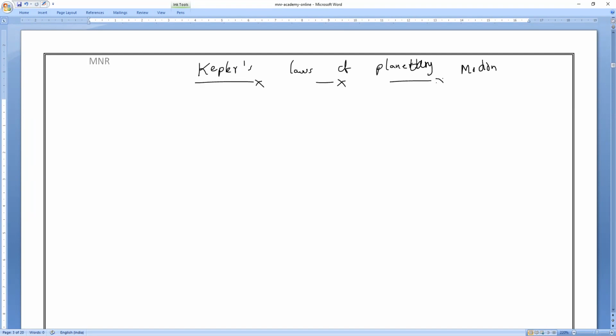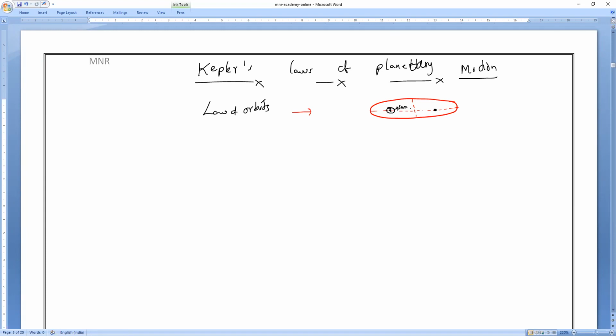First law is called what, everybody? Law of orbits, or we can say Kepler's first law of planetary motion. According to Kepler's first law, the planets are revolving around the sun in a particular orbit, and the orbit has two axes. What are the two axes? One is the semi-major axis and the other one is the semi-minor axis. The semi-major axis has two foci, and the sun is present at any one of the foci.